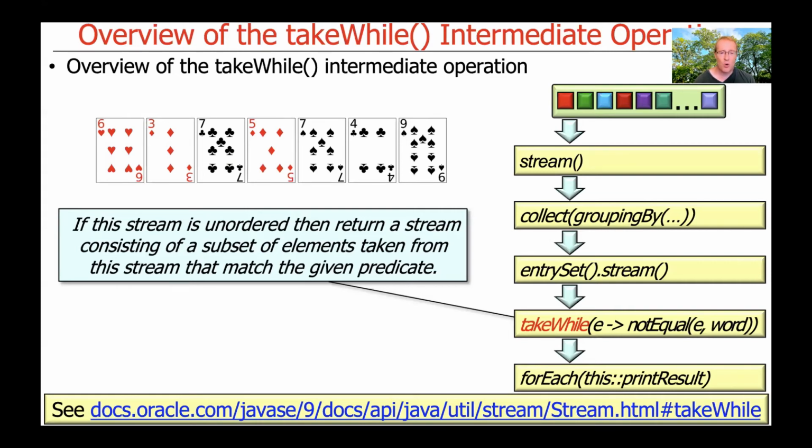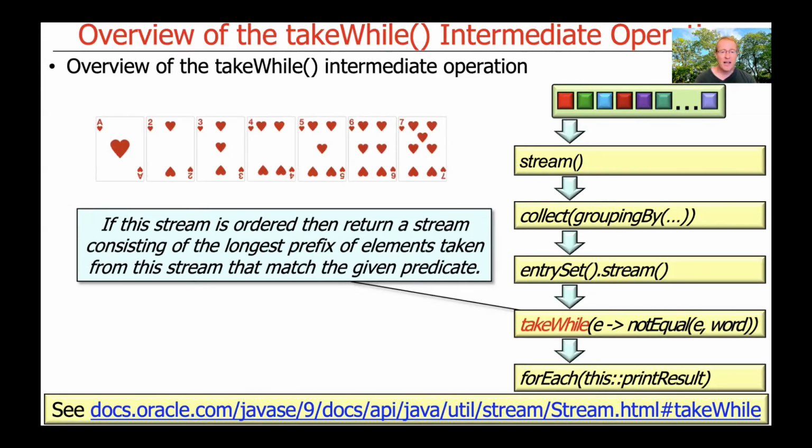So if the stream is unordered, then it returns a stream that consists of the subset of elements taken from the stream that match the given predicate up to the point where it stops matching. So unlike filter, which keeps looking, as soon as a predicate doesn't match, we stop and ignore the rest of the items in the stream. And again, if the stream is ordered, then it has to find the longest prefix of elements taken from the stream that match the given predicate.